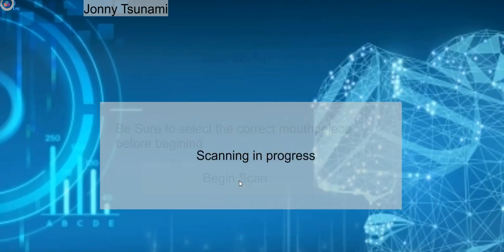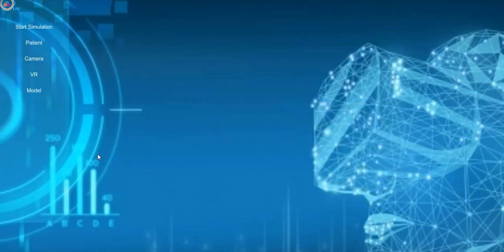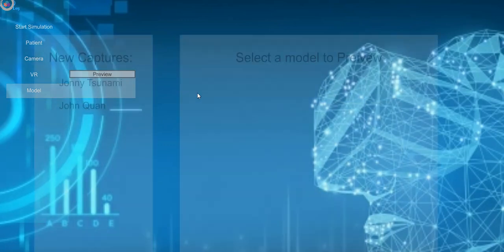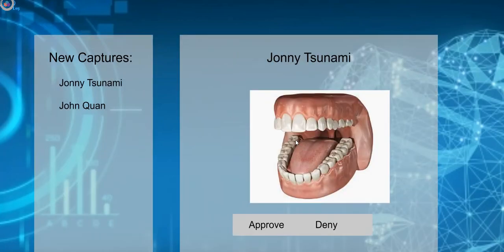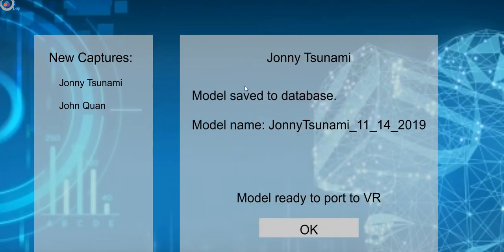So press begin, same process, wait a few seconds, the scan will complete. Move forward, and you can go back to Model and view the preview, select Johnny Tsunami, and we'll get the newest image from Johnny. This time we'll approve it and move on. You'll see the model has been saved under the patient's name and the date it was taken, and it's ready to port to VR.